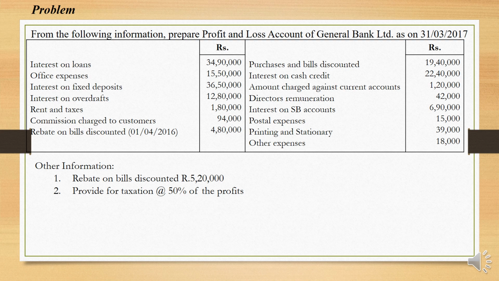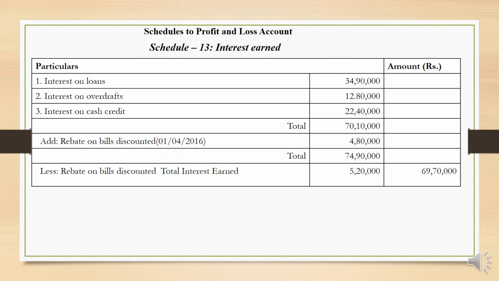So here provide for taxation 50% of the profit, so from the current year's profit, 50% is to be deducted in the form of tax. Look at the schedule. So here we have added all the different types of interest, and for that we have added the rebate on bills discounted at the beginning of the year. Then we have deducted the rebate on the bills discounted of the current year, and hence we got an interest earned of 69,70,000.